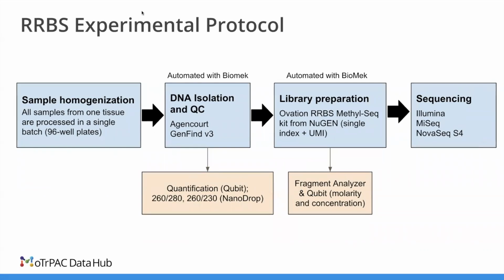The RRBS experimental protocol looks similar, except DNA is extracted with the GenCatch V3 kit, and libraries are built with Nugen's Ovation RRBS Methyl-seq kit. Again, this process is automated on a Biomek robot as much as possible, and the recorded QC metrics are indicated in the orange boxes.